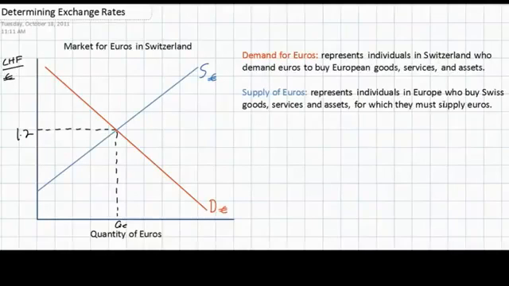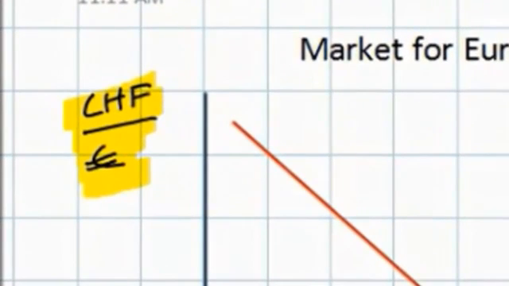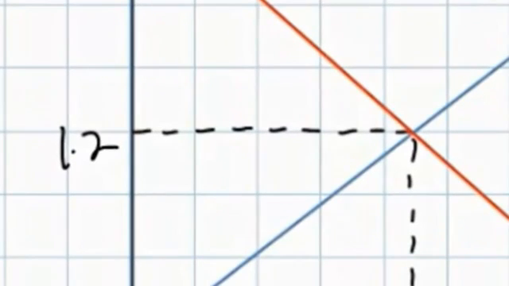Next, let's look at some of the labels on our foreign exchange diagram for euros in Switzerland. The price of a currency is known as the exchange rate, or in this case, the price of euros is always expressed in terms of the number of Swiss francs per euro. Therefore, on our vertical axis, we put CHF, which is the abbreviation for Swiss francs, over euros. In this case, we see that 1 euro costs 1 franc and 20 cents to a Swiss household who wishes to buy a good, service, or asset from a European country. Therefore, the exchange rate of francs per euro is 1.2.